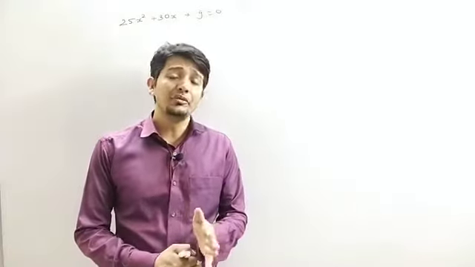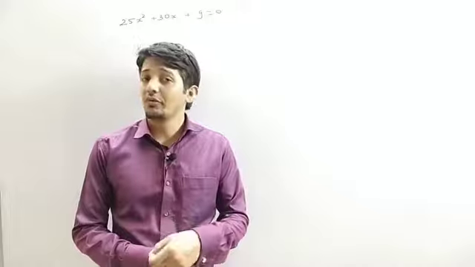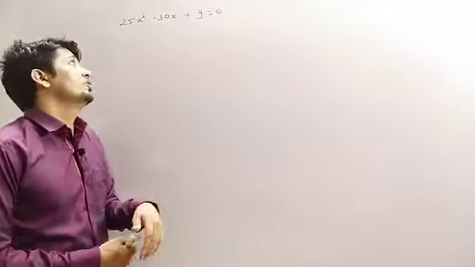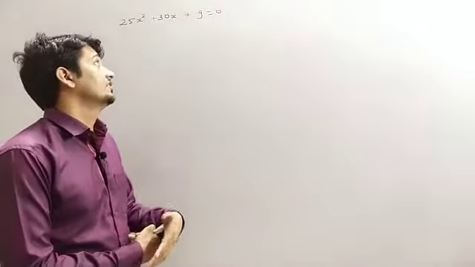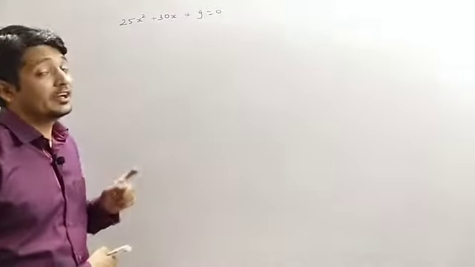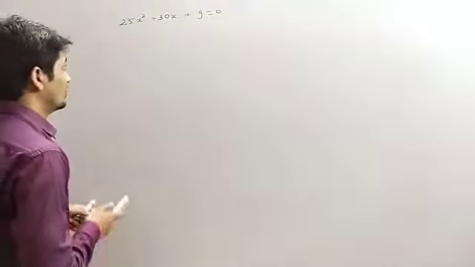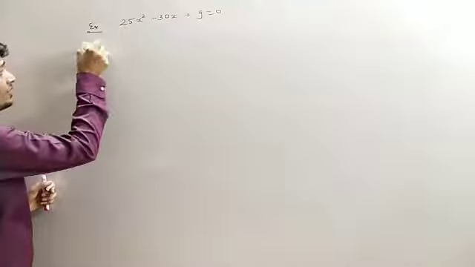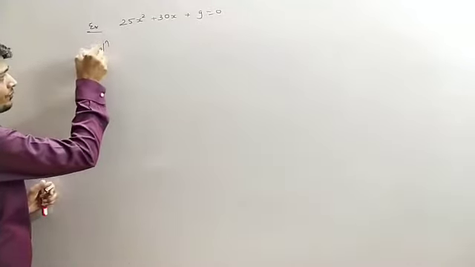So we will continue with the quadratic equation that we are solving with the formula method. We have one more example, which is 25x square plus 30x plus 9 equals 0, and it is given in your textbook. So this is the example. So we are going to solve it now.